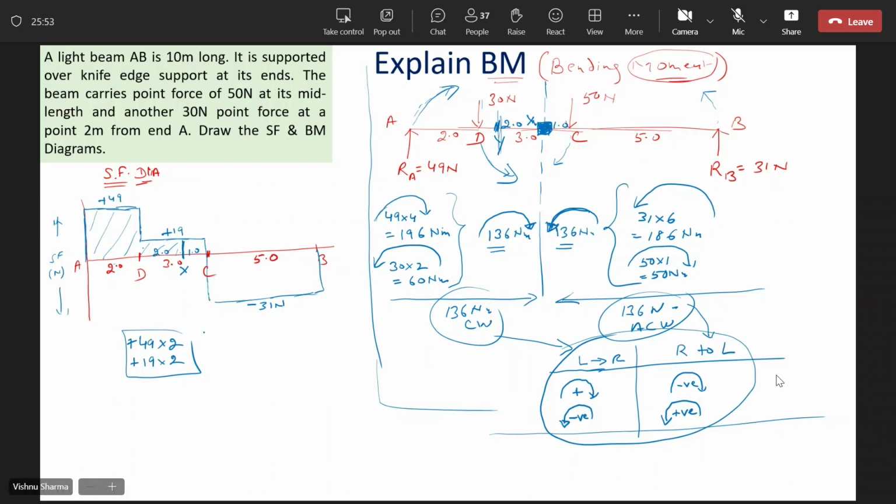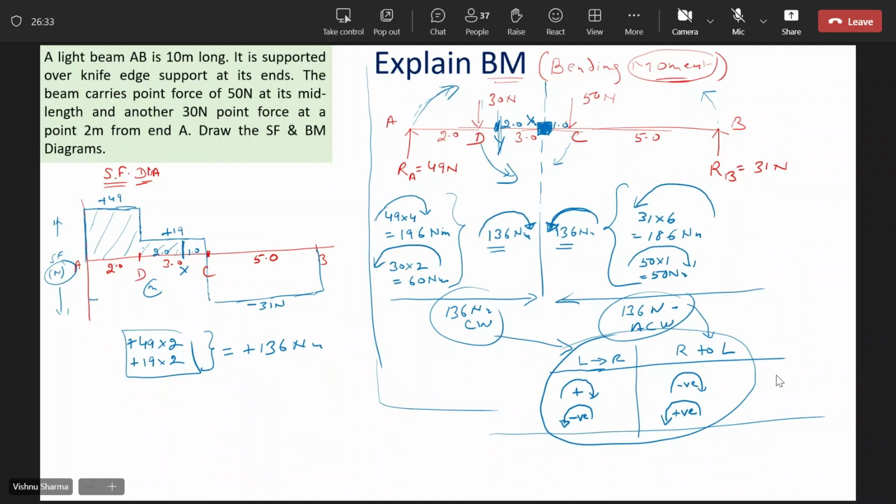Yes, sir. And what does it give you? It gives you plus 136 Newton meter. Why Newton meter? Because this is in newtons and this distance was in meters. So what do we see? Whatever we calculated at X can be easily obtained from the SF diagram by integrating the areas under the shearing force diagram. Correct, beta? Yes, sir. So, getting the BM by use of SF diagram is much easier and convenient compared to the BM diagram.